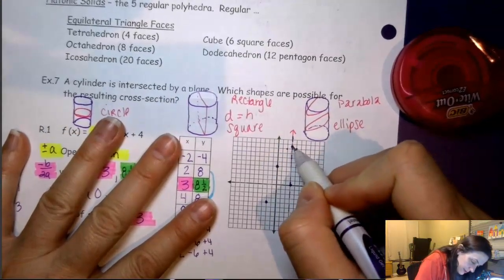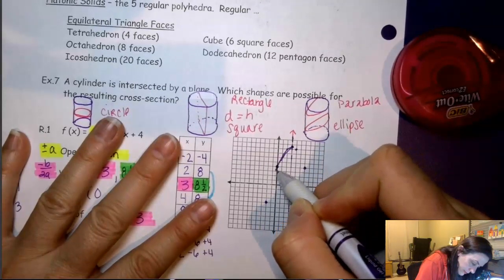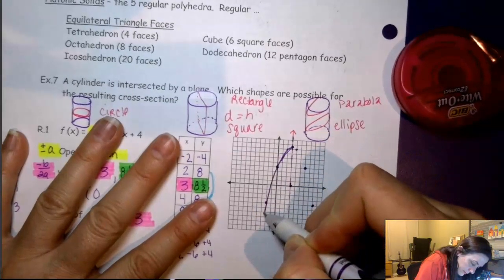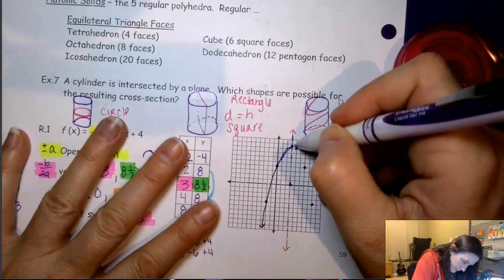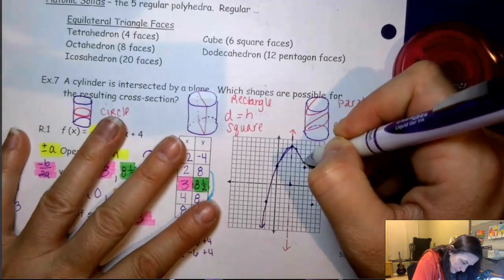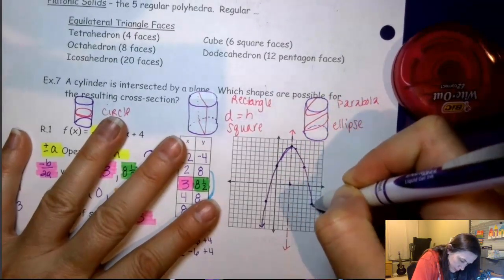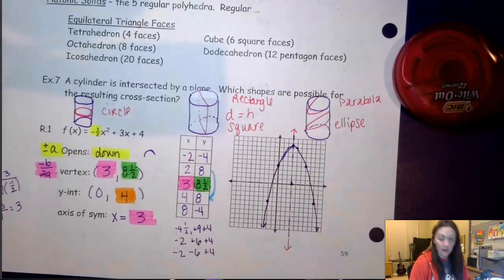They're kind of tricky to graph. You can't really use a ruler, you've got to curve it a little bit. But there we go, there's our beautiful parabola.